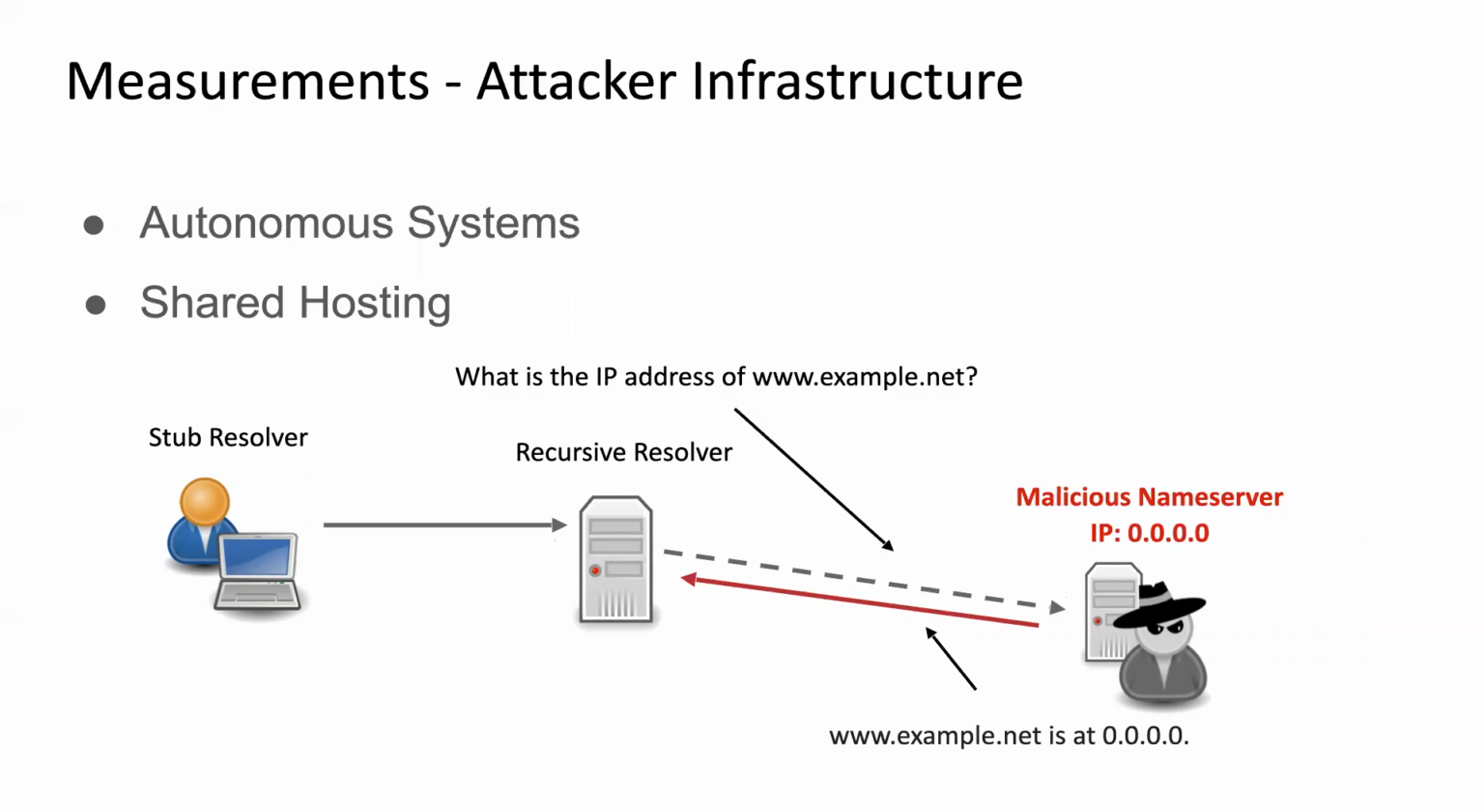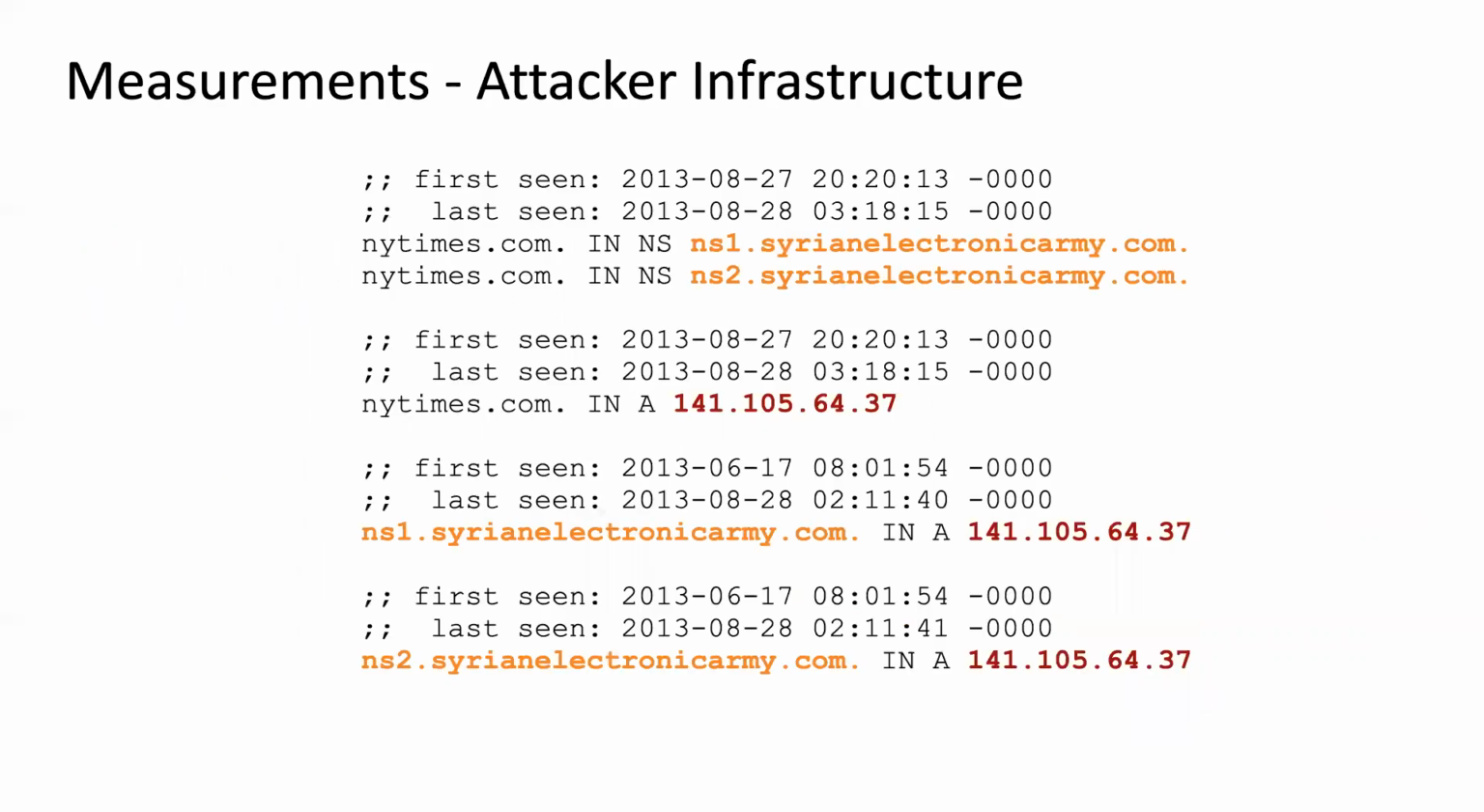One interesting pattern that appeared in attackers' use of infrastructure was that of shared hosting. That is, attackers use the same machine to host both a malicious authoritative DNS server and a proxy or web server. You can see an example of that here in the records showing evidence of attack on the New York Times domain, nytimes.com. The two name servers shown here, ns1 and ns2.syrianelectricarmy.com, are attacker name servers.